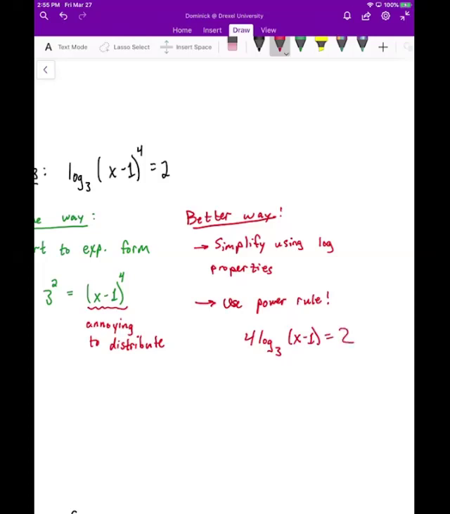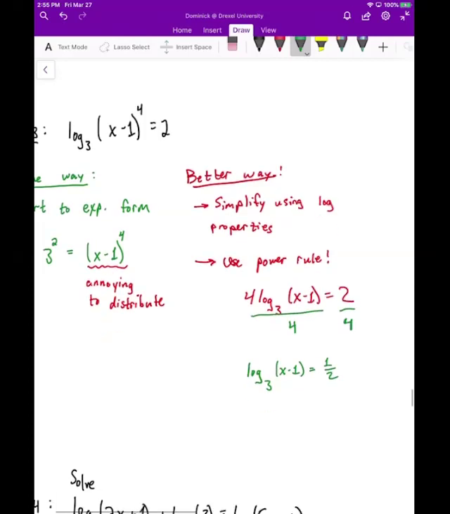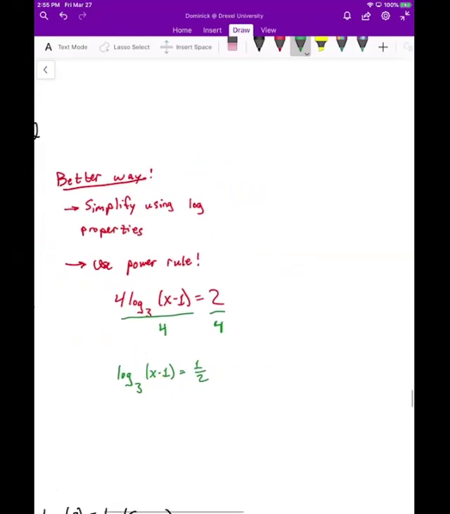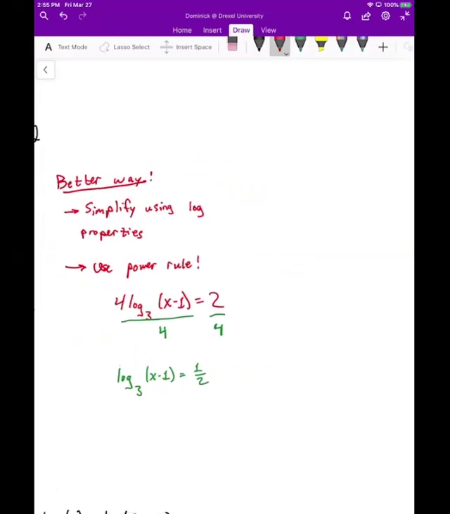Right? And now we can divide both sides by 4, and then we get a log base 3 of x minus 1 is equal to 2 over 4, which we can reduce to 1 over 2. So now if we convert this to exponential form, we get 3 to the 1/2 is equal to x minus 1.